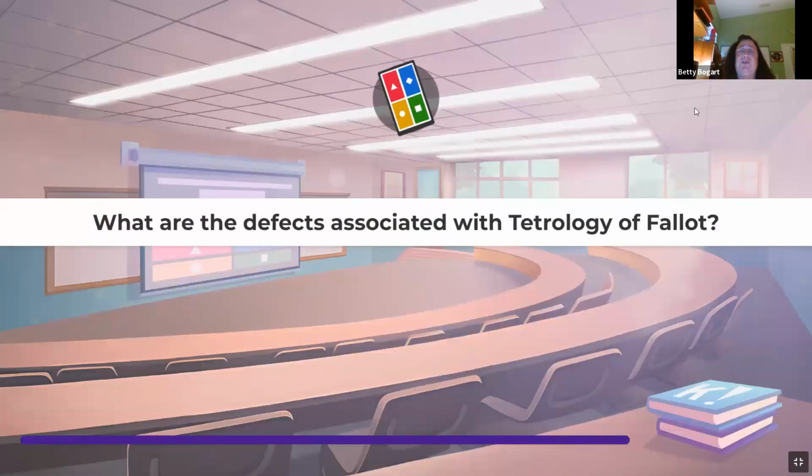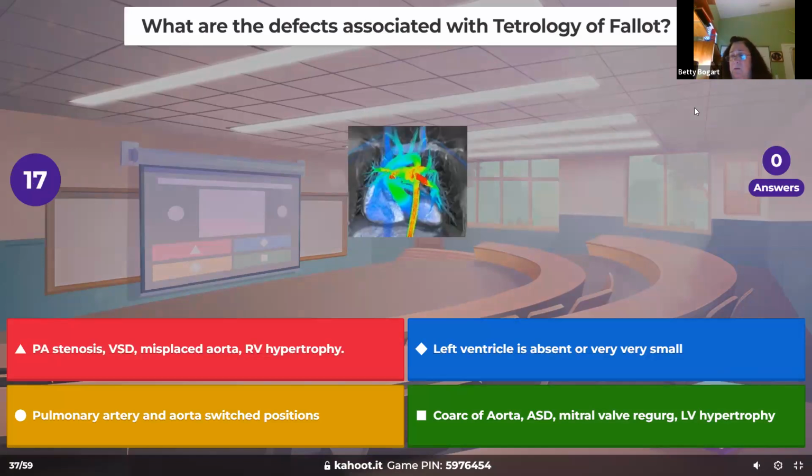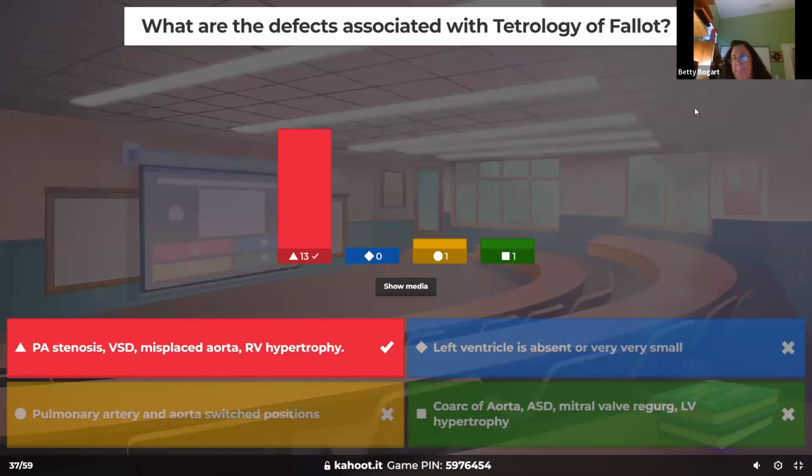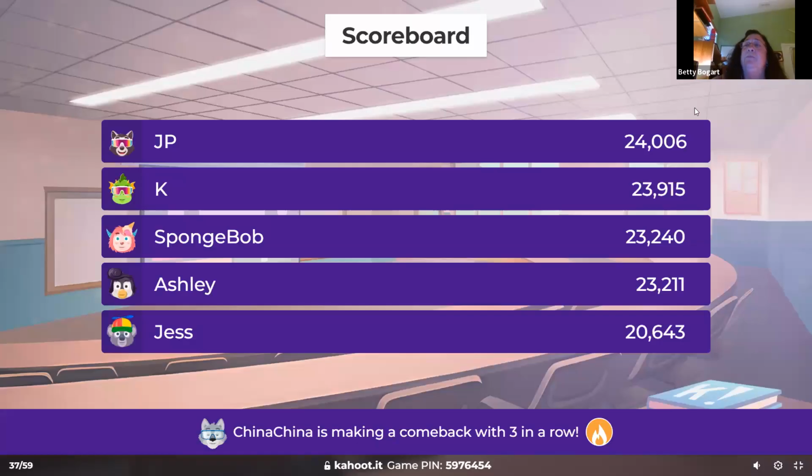What are the defects associated with tetralogy of Fallot? What did I tell you about tetralogy? It's all on the right side, right? So when you're choosing this, think of that right side. PA stenosis, and remember, stenosis is narrowing. There's still blood flow. A as in atresia, there's nothing. Those are two terms. VSD, the aorta, and that right ventricular hypertrophy. Very good. You're listening great.